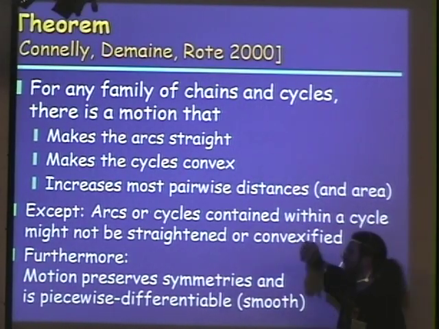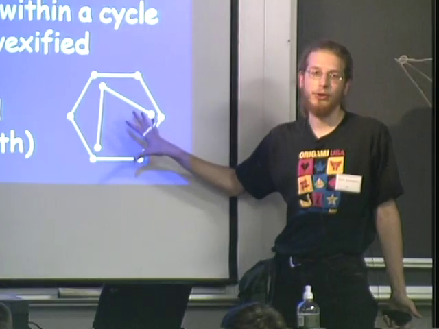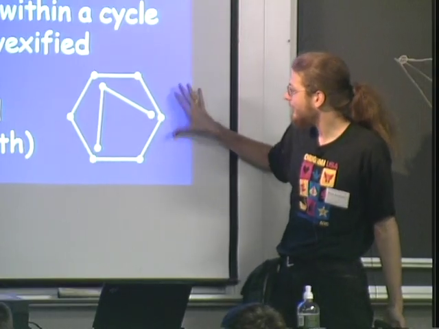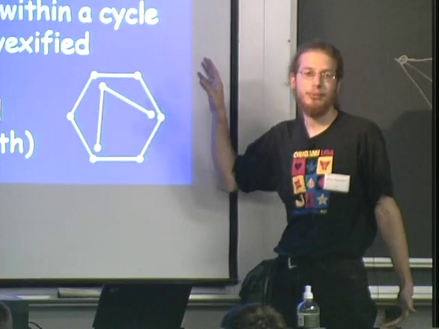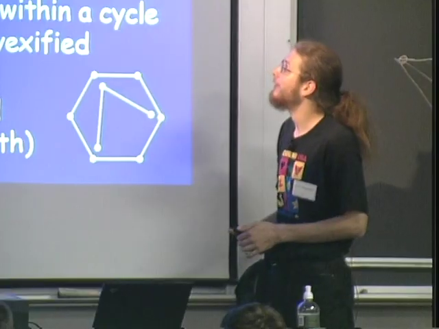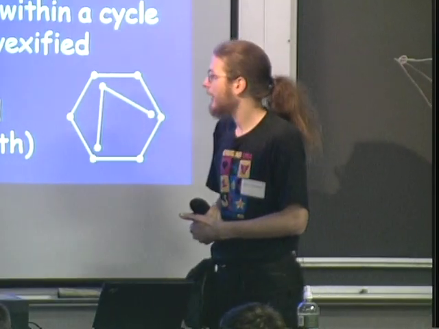Straightens the arcs, convexifies the cycles, except that if you have an arc or a cycle contained within another cycle, once that cycle convexifies, it stops moving. Everything inside here can't expand anymore. So we allow this kind of configuration, but you're only guaranteed that the outermost objects actually straighten and convexify. So this is, by now, an old result, from 3 years ago with Bob Connelly and Günter Rote.